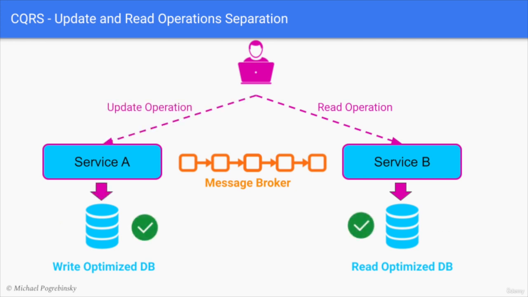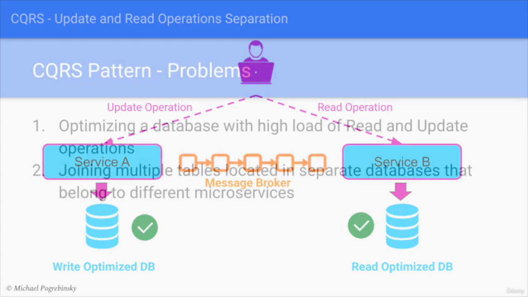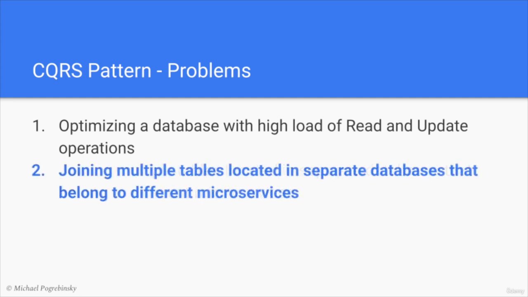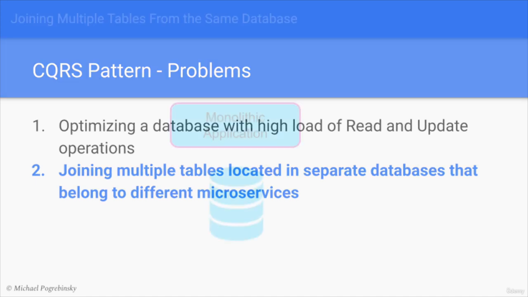Now both update and read operations can go to two separate services without interfering with each other, and the data in each service is stored in an optimized way for each type of operation. The second problem that CQRS architectural pattern helps us solve is joining multiple tables that are located in separate databases that belong to different microservices.